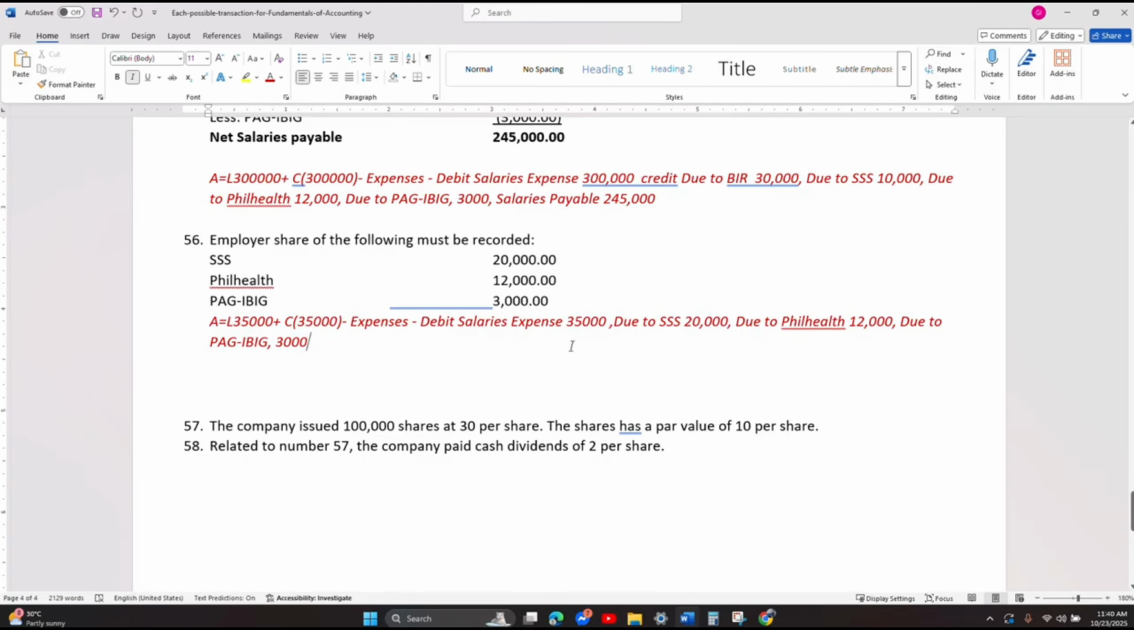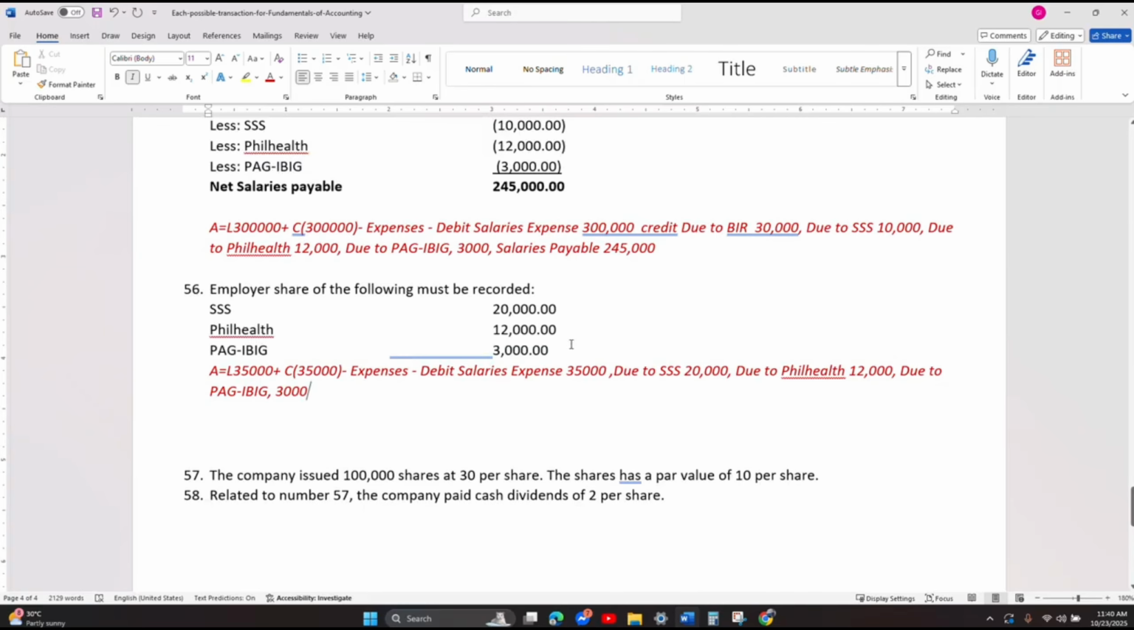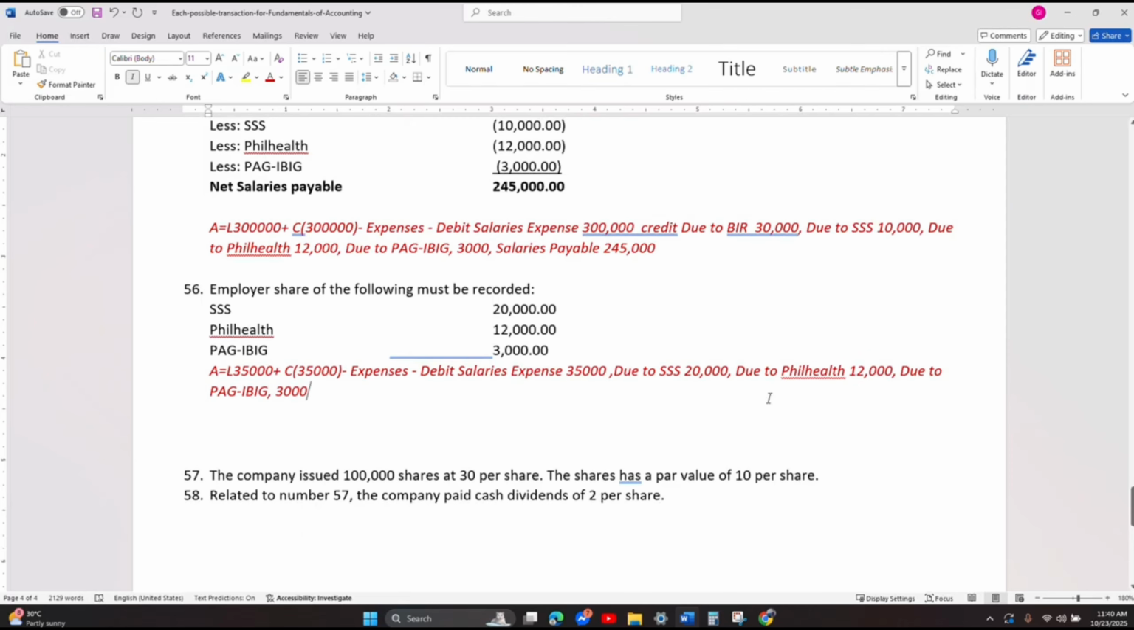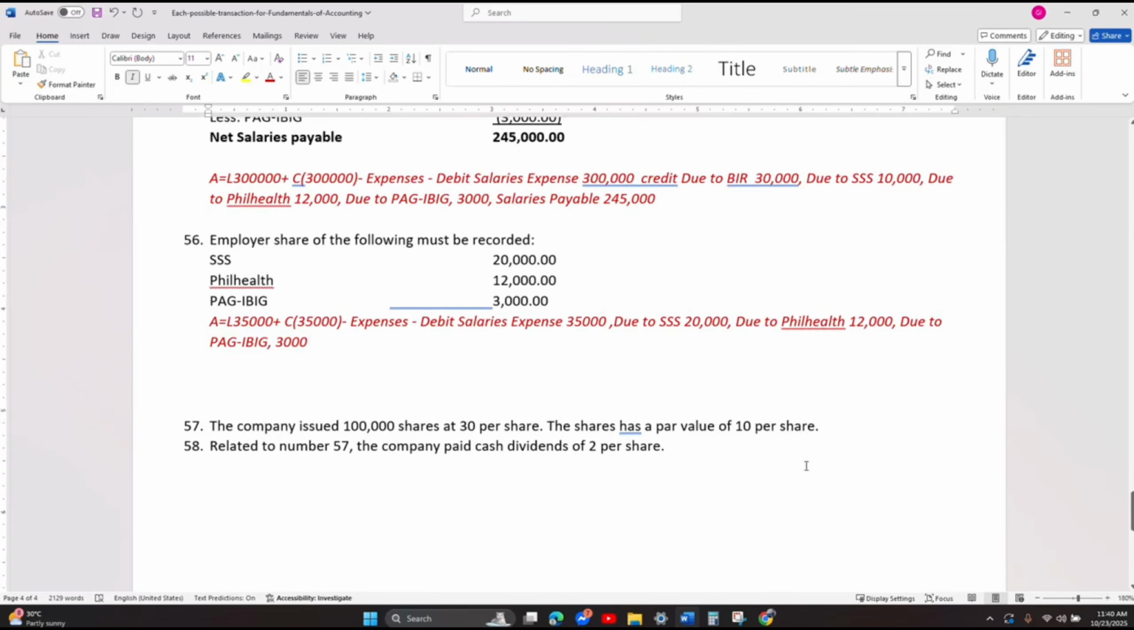So that's it. So meaning, if you wanted to pay to SSS, you have to pay 10,000 plus 20,000 if these two are related. So you have to remit 50,000. So the entry will be due to SSS, debit, and then credit cash, 50,000. Okay? So that's it for number 56. Now let's have number 57 and number 58. In some fundamentals of accounting books, they are already using corporations. Okay? So we have here, the company issued 100,000 shares at 30 per share.